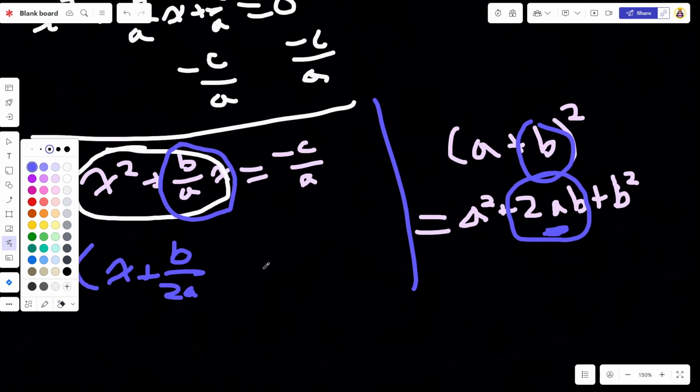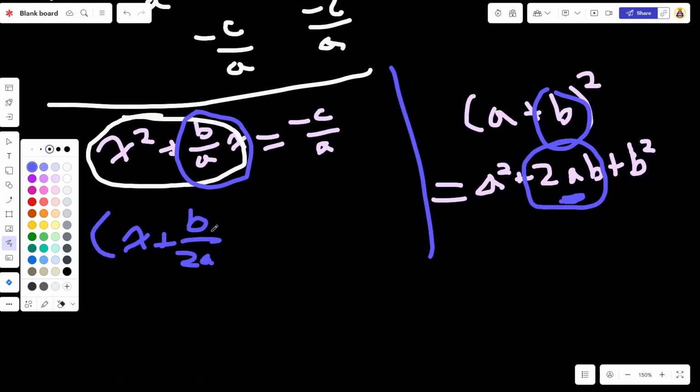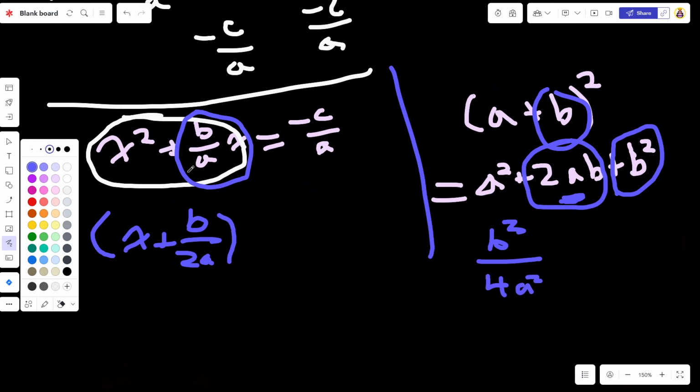So we know what our a and b are. But now we'll notice that we still have this b squared over here, right? And what's that? That's going to be b squared over 4a squared. But we don't have a b squared over 4a squared. And if we just leave it like this, these two things are not going to be equal. So we need to subtract another b squared over 4a squared to make this equation correct, right?